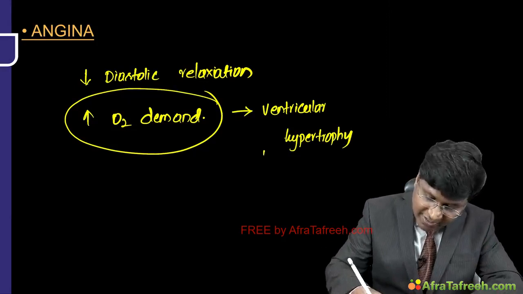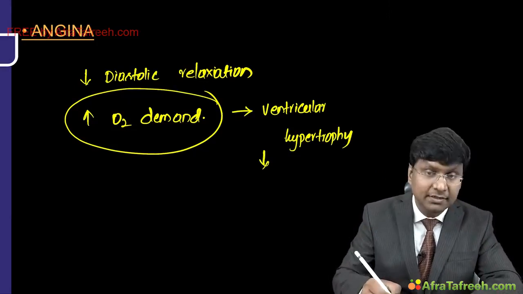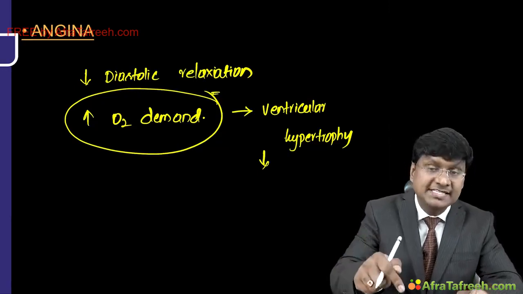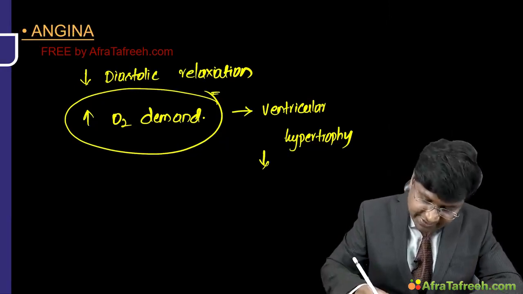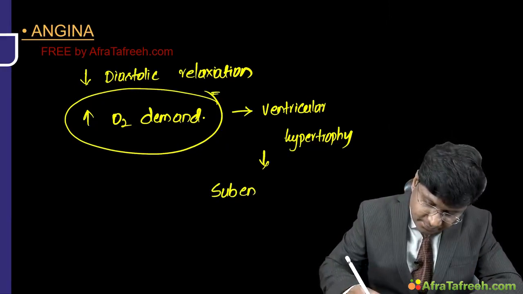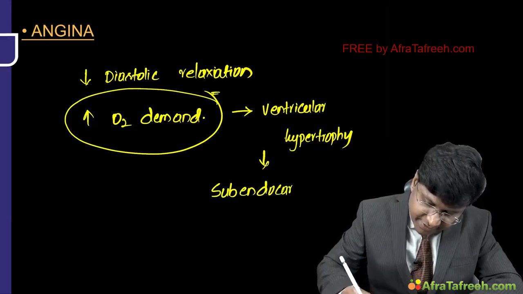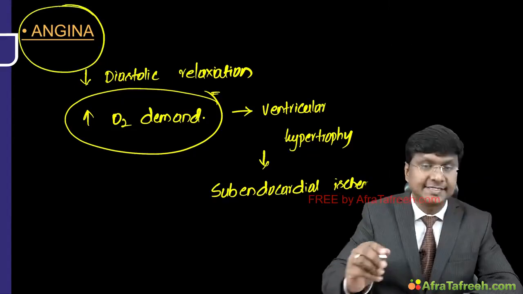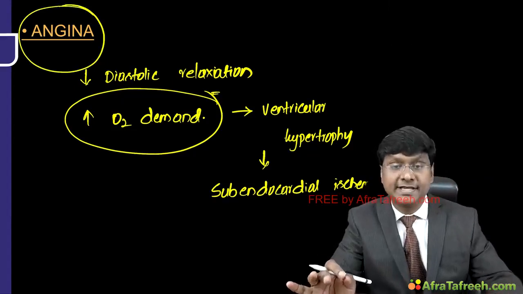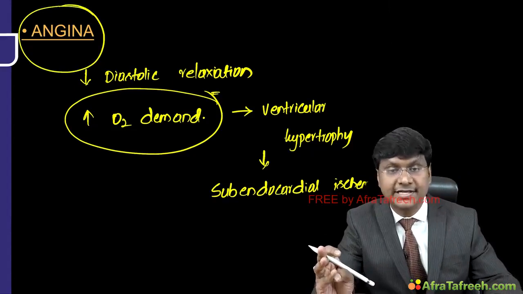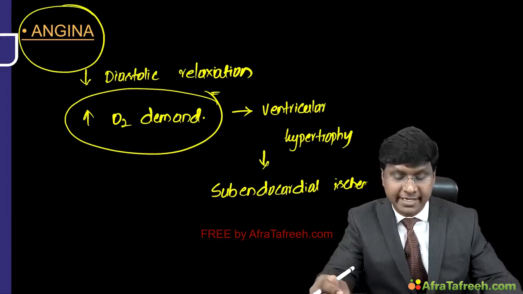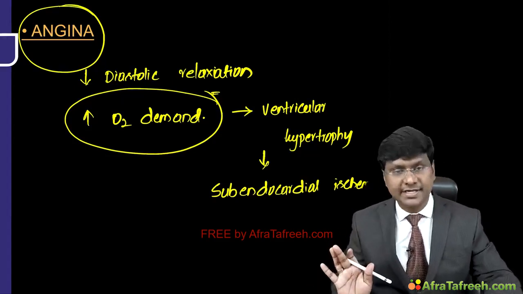So now, once there is ventricular hypertrophy, but there is decreased diastolic relaxation, how is the supply to the myocardium? Reduced. So that will result in subendocardial ischemia, and the subendocardial ischemia is the one which is responsible for the development of the angina. So the typical symptoms of angina occur due to impaired diastolic relaxation and markedly increased myocardial oxygen consumption, which is caused due to ventricular hypertrophy that results in the subendocardial ischemia.